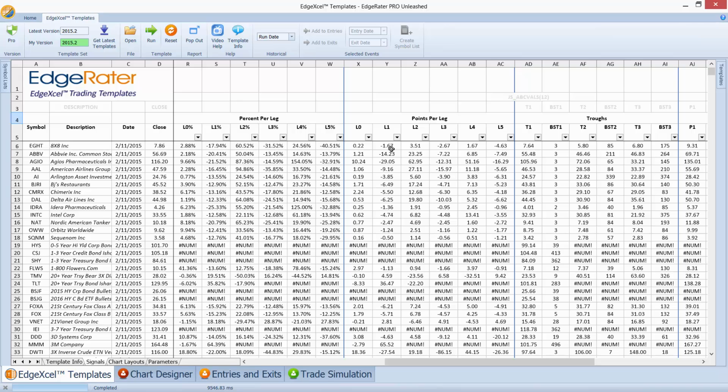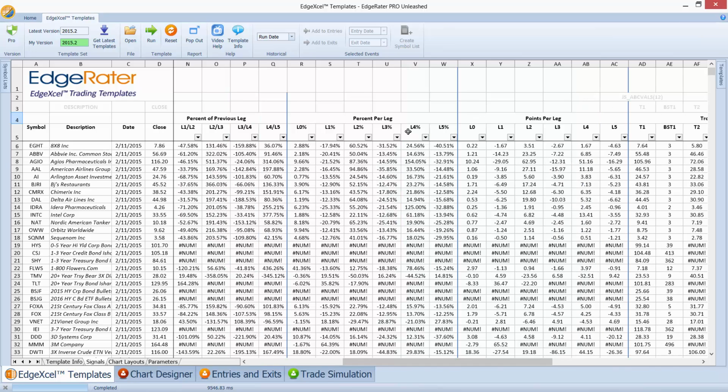And then here L1 is the number of points between trough 1 and peak 1, which is minus 1.67. Taking that one step further, we scroll over to the left a little bit more, and now we're looking at percent per leg instead of points per leg. And so this is actual percent. So if the stock moved from a trough value of, say, 100 to a peak value of 110, then that leg would be a 10% leg.